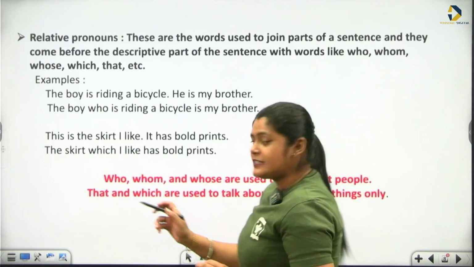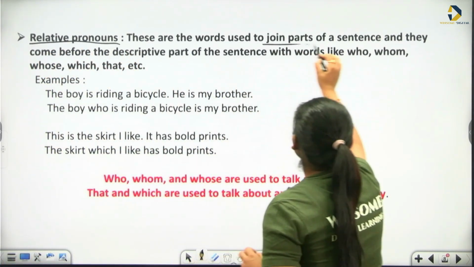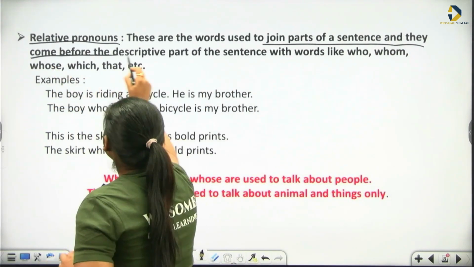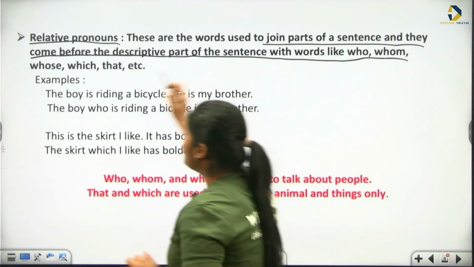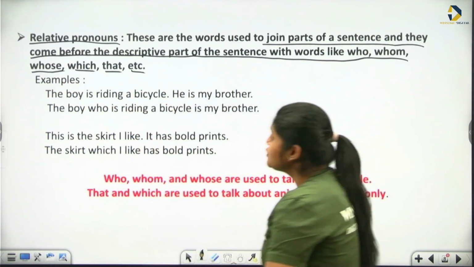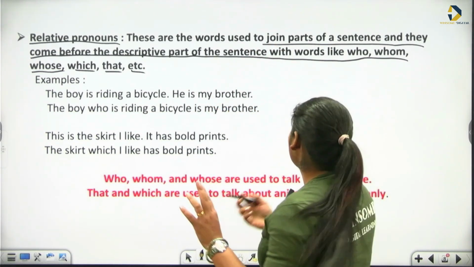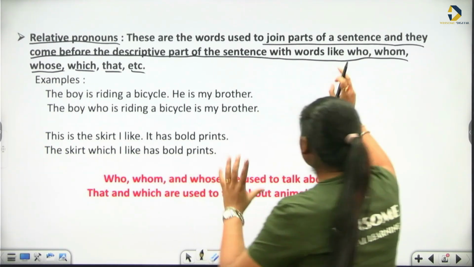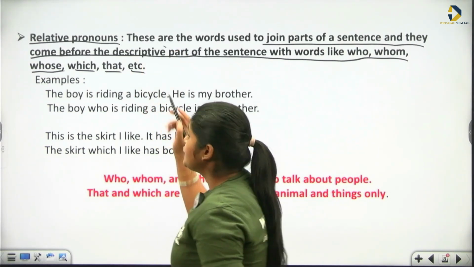Now see, now relative pronouns. What are relative pronouns? These are the words used to join parts of a sentence and they come before the descriptive part of the sentence with words like who, whom, whose, which, that, etc. So what are relative pronouns? These are the words used to join parts of a sentence. When we join two parts of a sentence using who, whom, whose, which and that, and it is a descriptive part, it is a relative pronoun.